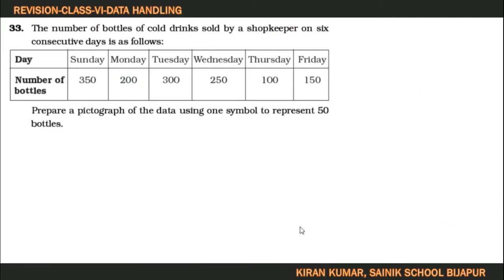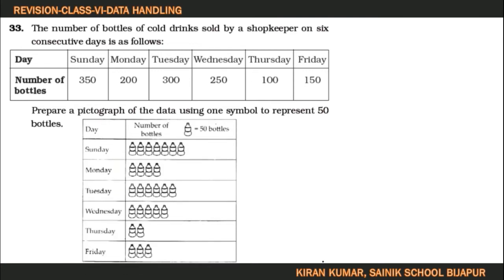Question number 33. The number of bottles of cold drinks sold by a shopkeeper on 6 consecutive days is as follows. Prepare the pictograph of the data using one symbol to represent 50 bottles. Here I have brought a figure which represents the pictograph. One bottle will represent 50 bottles.